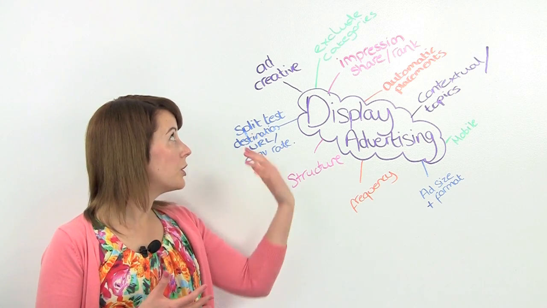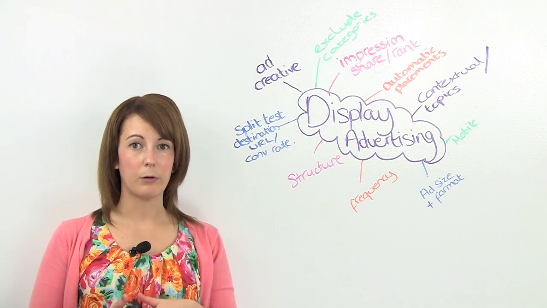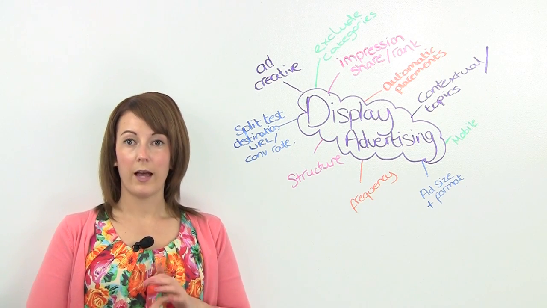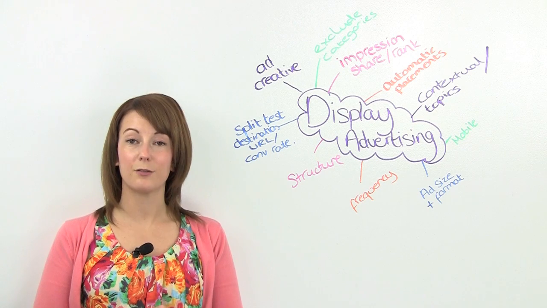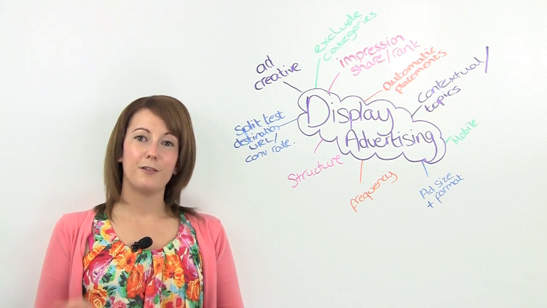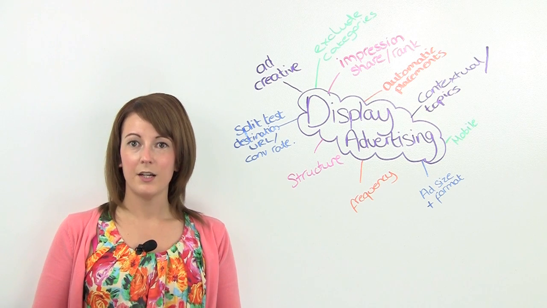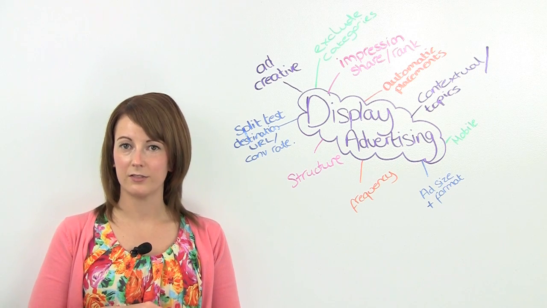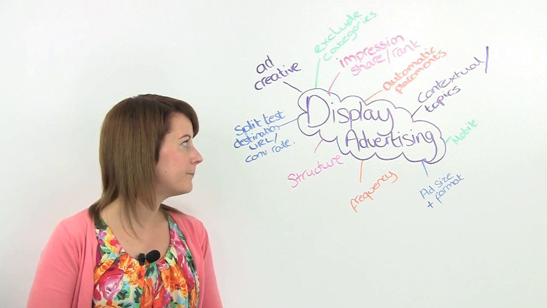This moves me on to excluding categories as well. So where you go to exclude sites, you can actually exclude whole categories. For example, there's a category called death and tragedy. If you don't think that's appropriate to your ads, you can exclude that category before you even start, and you just pick from a list of categories which Google suggests.